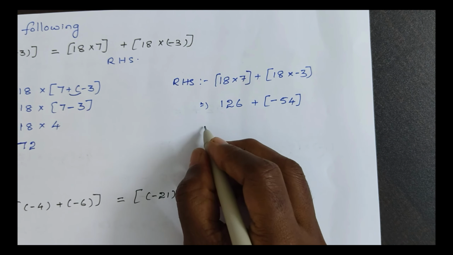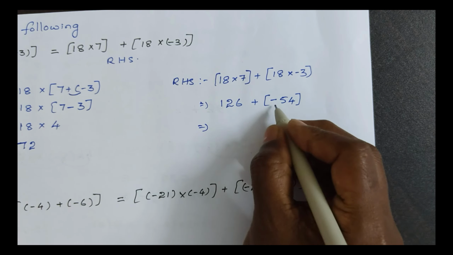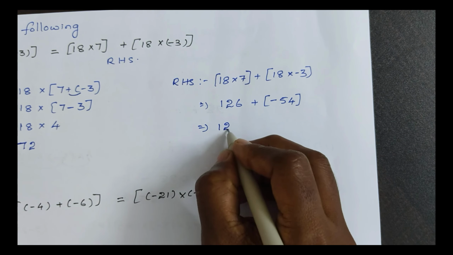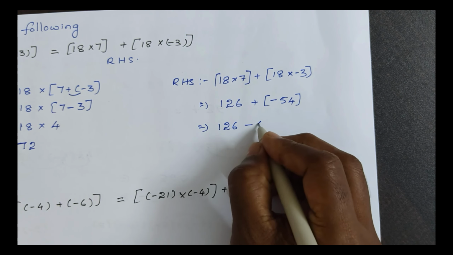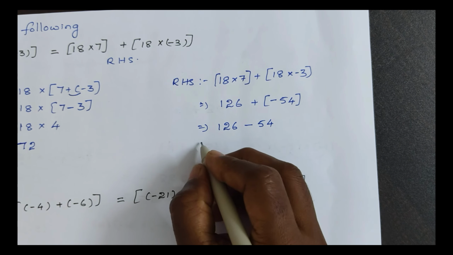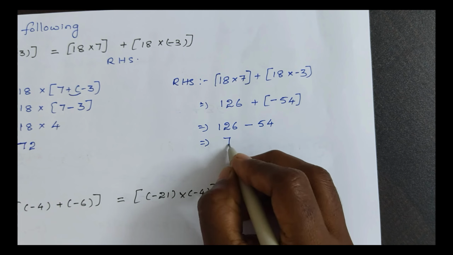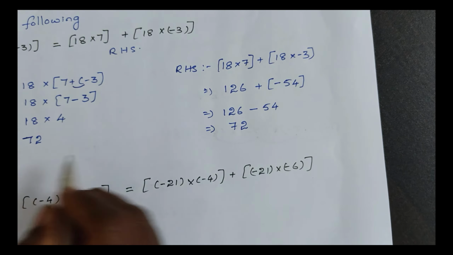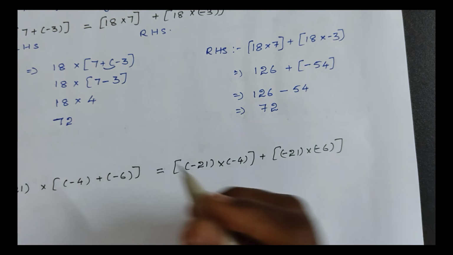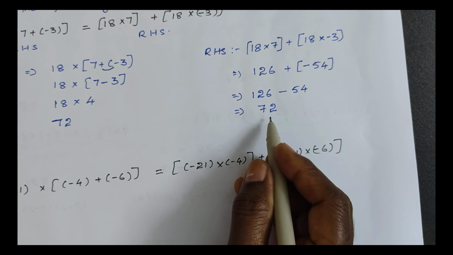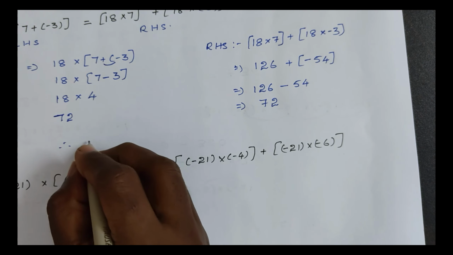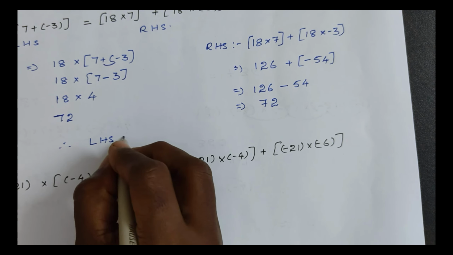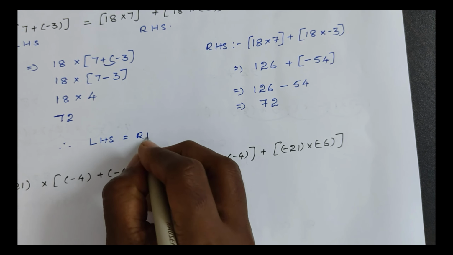So when you subtract, now here again we are having two signs. That is 126 plus minus 54. Plus into minus, minus. So 54. So when you subtract this, you will get 72. Now you see, on LHS part also we are having 72 and RHS part also we got 72. Therefore, you can just simply write LHS is equal to RHS.